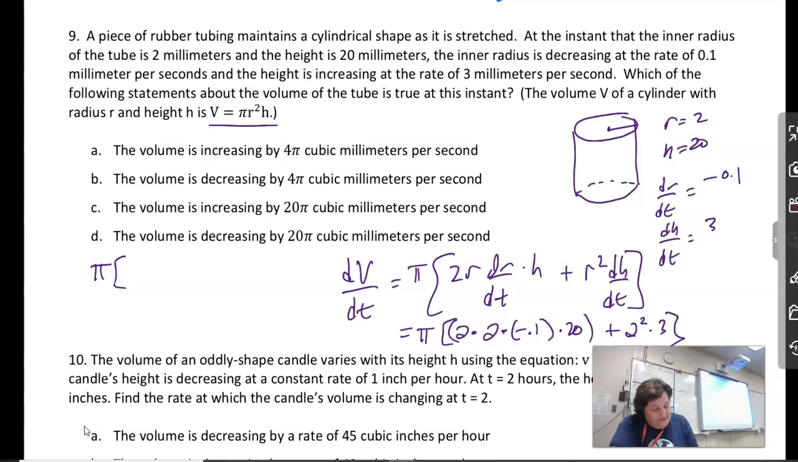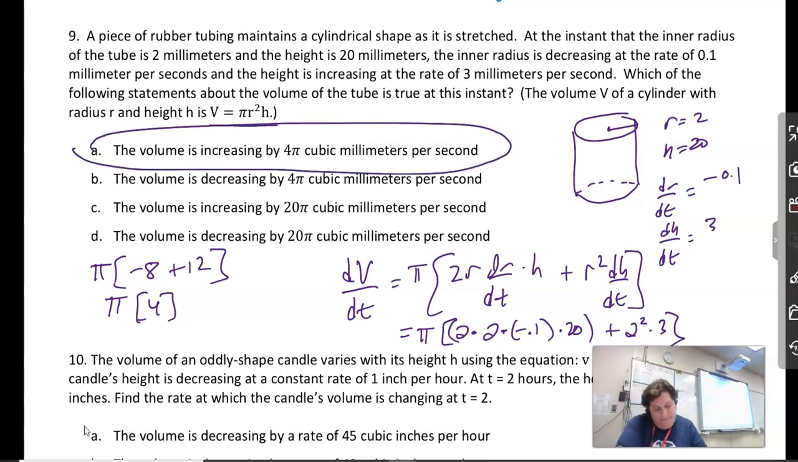2 times 2 times 20 is 80. 80 times 0.1 is 8. Right? So that's negative 8. And then 2 squared times 3 is 12. So this is pi times 4, and it is positive. Okay? So the volume is increasing by 4 pi.